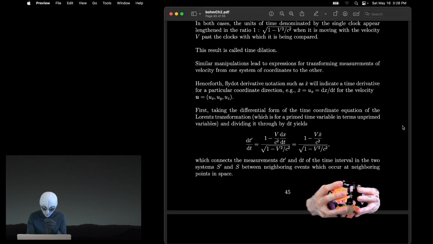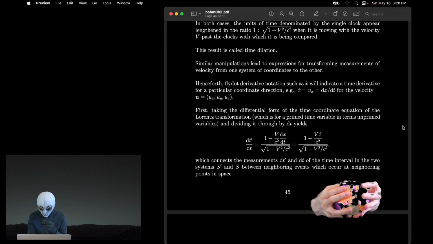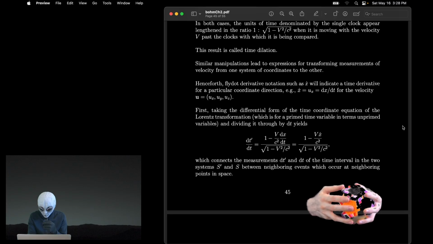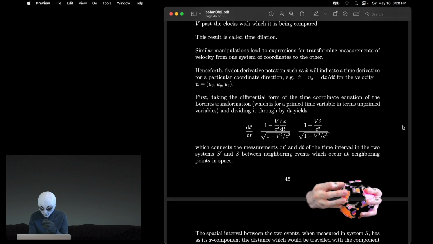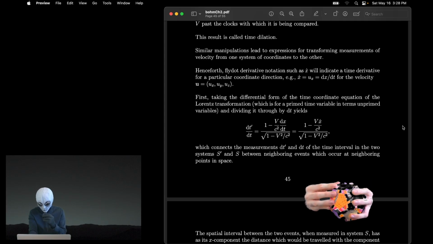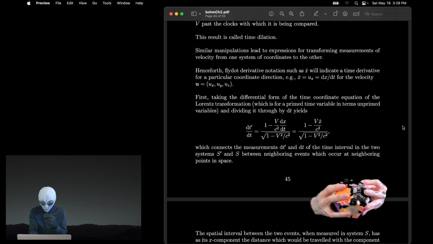This result is called time dilation. Similar manipulations lead to expressions for transforming measurements of velocity from one system of coordinates to the other. Henceforth, fly-dot derivative notation such as x dot will indicate a time derivative for a particular coordinate direction. For example, x dot equals u sub x, which equals dx/dt for the velocity vector u, which is equal to, component-wise, u sub x, u sub y, and u sub z.